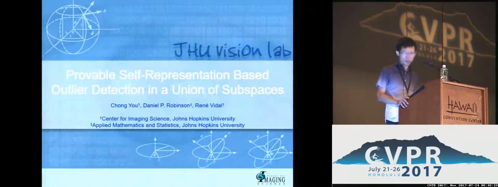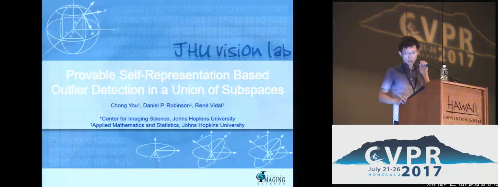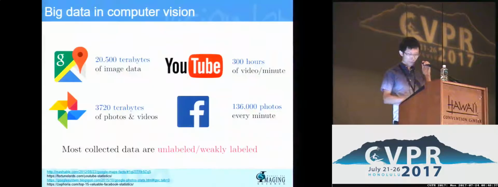Hello, everyone. I'm going to talk about our work on outlier detection in a union of subspaces. This is joint work with Daniel Robinson and René Vidal.